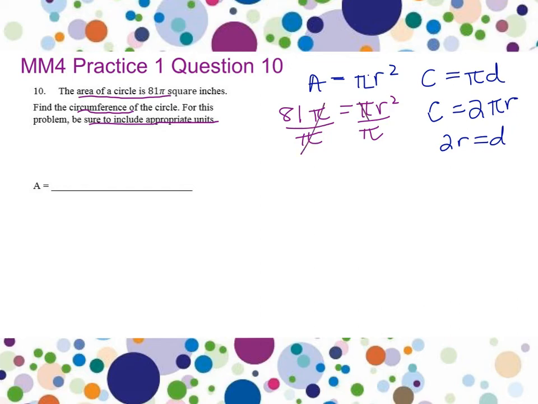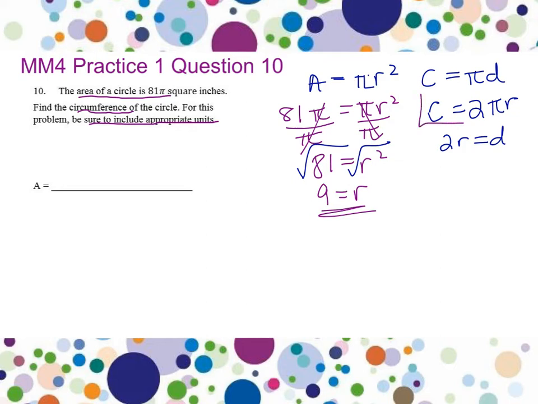So I can divide both sides of this by pi, because 81 pi is our area. We know it's equal to pi r squared. So now we're left with 81 is equal to the radius squared. So 81 is not my radius, but it's my r squared. I'm going to take the square root of both sides. 9 is equal to my radius. Okay, so from there I can find the circumference.